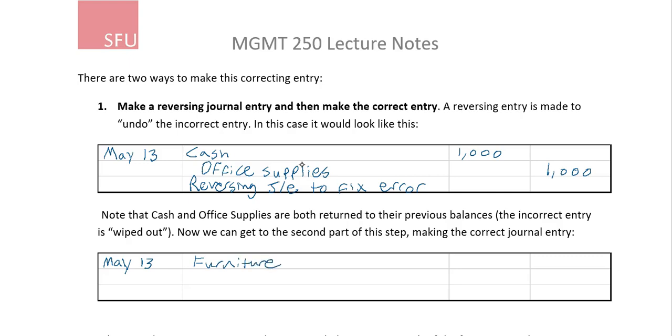We should have debited furniture for $1,000 and then credited cash also for $1,000. And once again, I write a brief description: journal entry to correctly record furniture purchase.